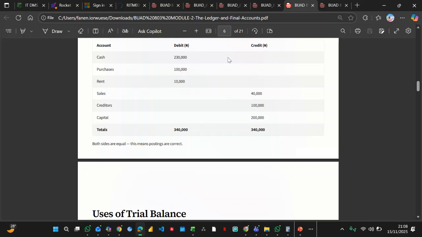So this trial balance is just whatever you put here in your ledger, you are bringing it here. Do you understand? Then you add up and you get this, and then you're cool. It's just like a double check of the double entry of what you already have there.